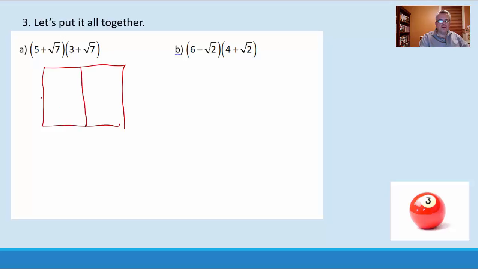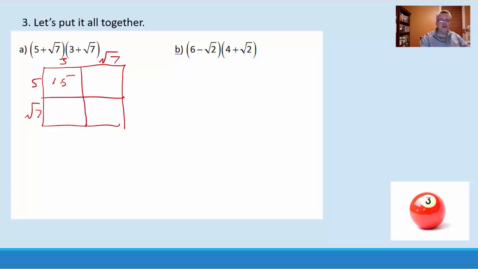So we're going to draw a 2 by 2 box. I'm going to label this side as 5 and square root of 7, and this is 3 square root of 7. And we have to multiply to find what goes in each of the boxes, and then we add them up, just like we did before.